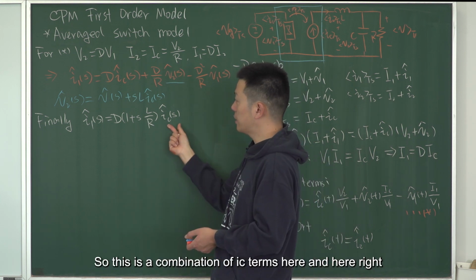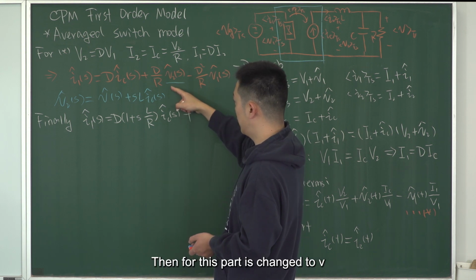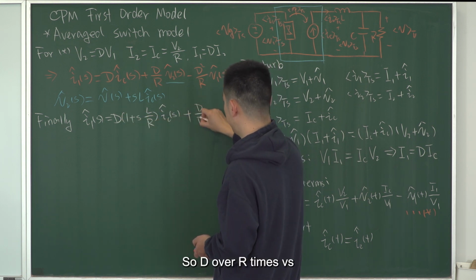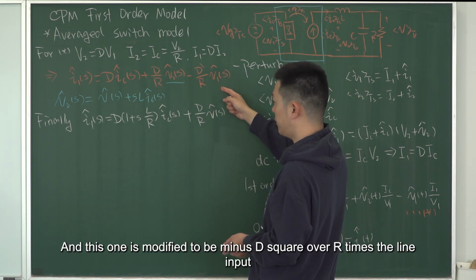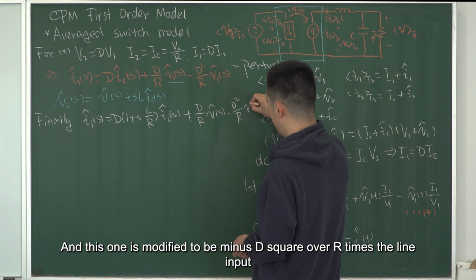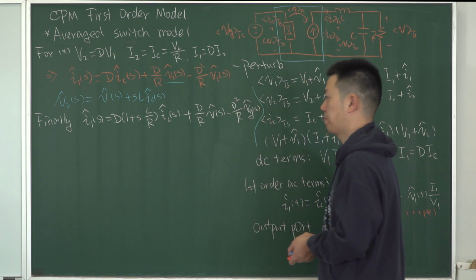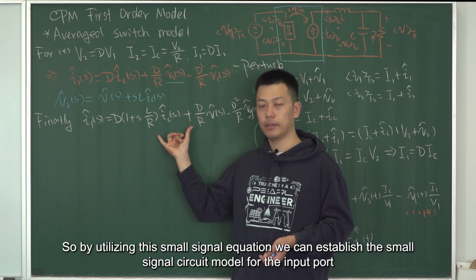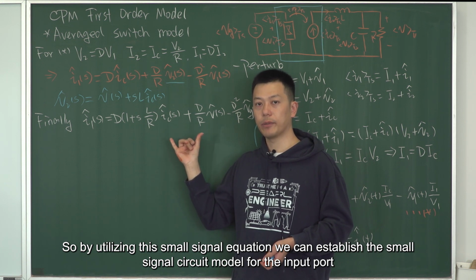So this is a combination of IC terms here and here, right? Then for this part, it is changed to be D over R Vs. And this one is modified to be minus D squared over R times the line input. So by utilizing this small signal equation, we can establish the small signal circuit model for the input port, right?